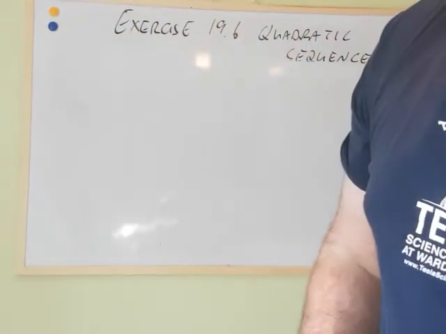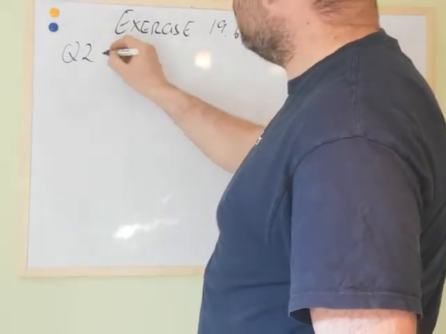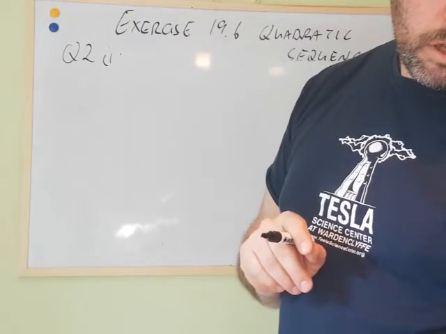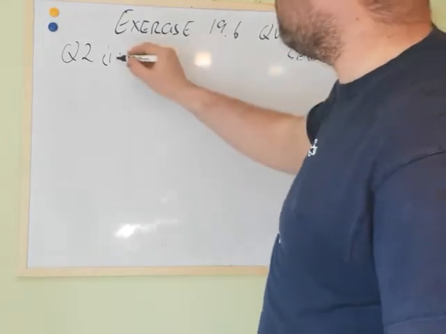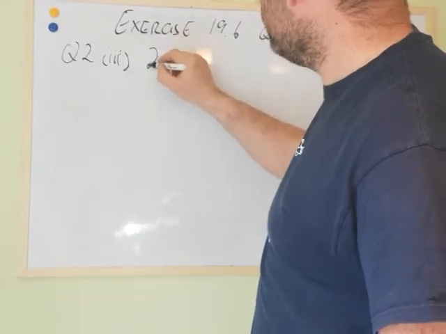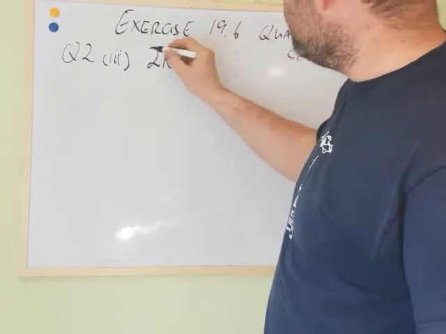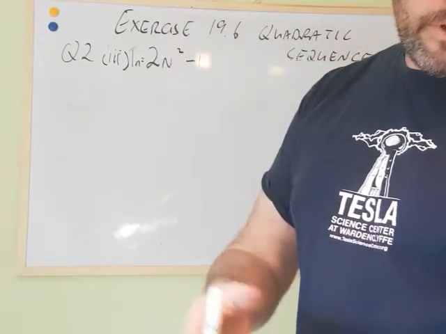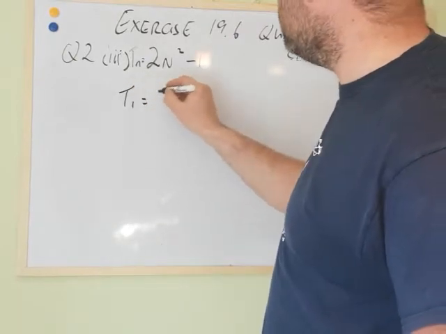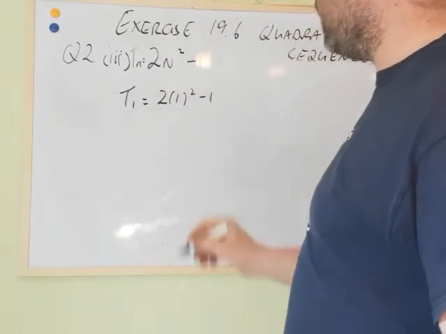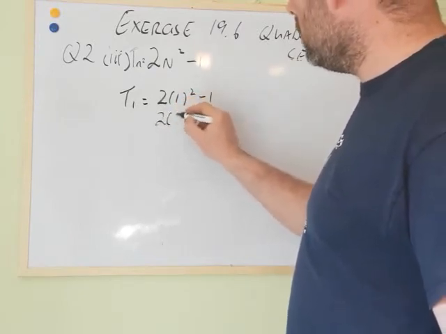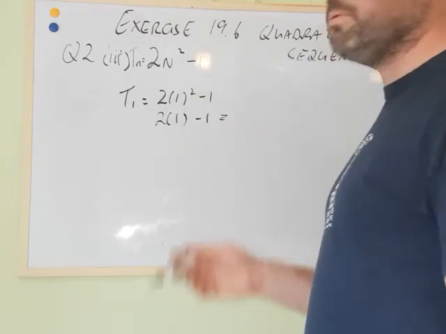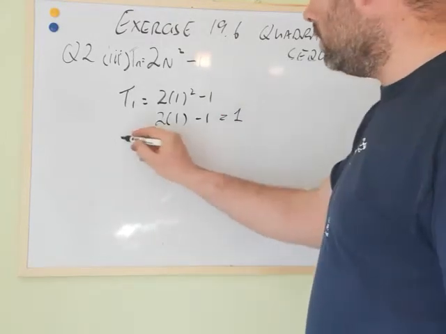So let's look at question 2. And I'm actually going to do question 2 part 3 here. tn is equal to 2n squared minus 1. Find the first 4 terms in this sequence. T1. Okay, so 1 squared is equal to 1. So the sum now becomes 2 times 1 minus 1. Well, 2 times 1 is 2 minus 1 is 1.